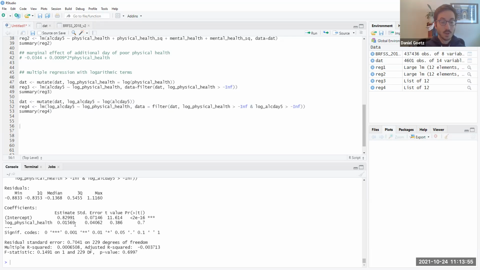Also, we dropped all these observations. And so now this regression output is only valid for people who have positive numbers of both days spent drinking and poor physical health, right? So this coefficient is only valid for those people. It's not a simple random sample anymore, okay?